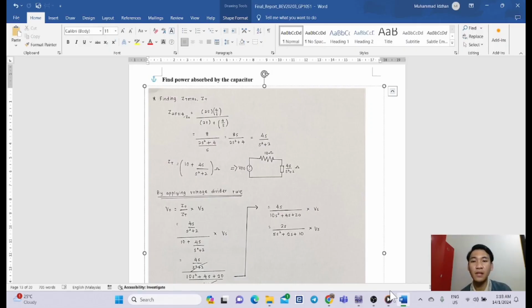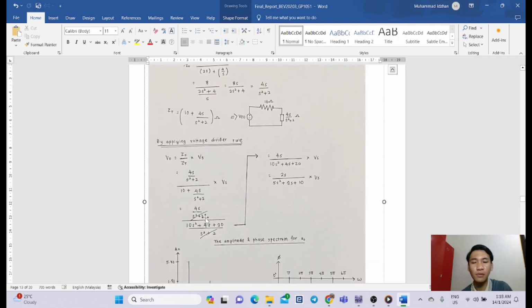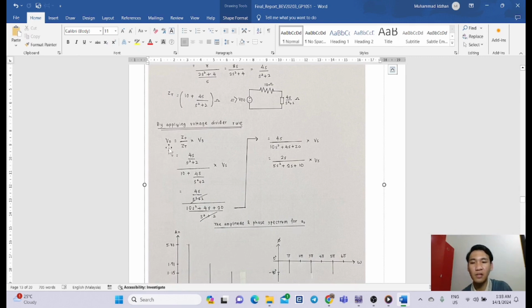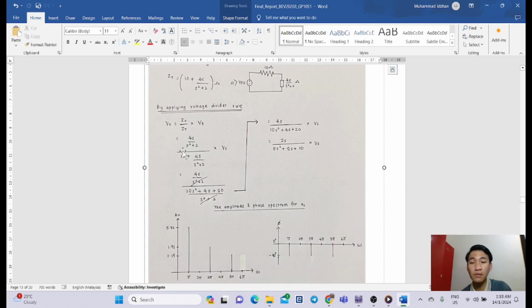Now I will explain how to find the power absorbed by the capacitor. Firstly, we need to find the Z total. Our Z out, which is the inductor parallel with the capacitor, gives the answer 4S over S squared plus 2. This is our Z out, and our Z total is Z out plus 10. Then we apply the voltage divider rule to find the voltage out. The formula is V out equals Z out over Z total multiplied by Vs. Inserting the values of Z out and Z total, we get 2S over 5S squared plus 2S plus 10.